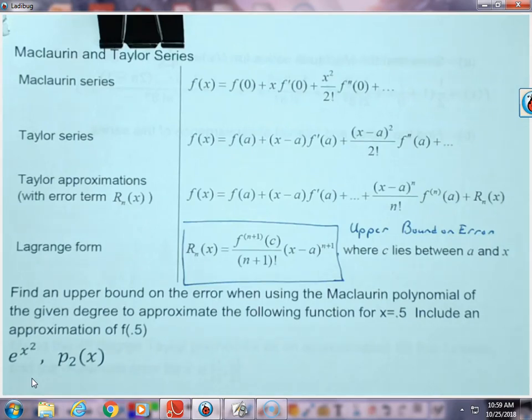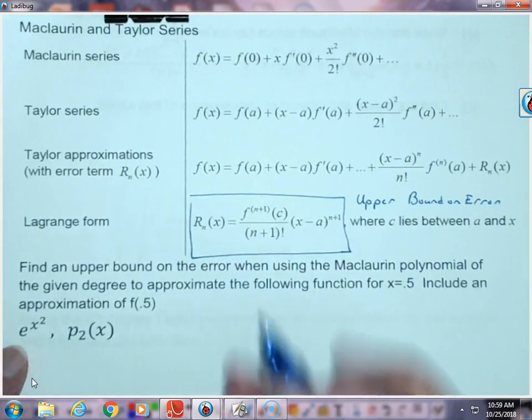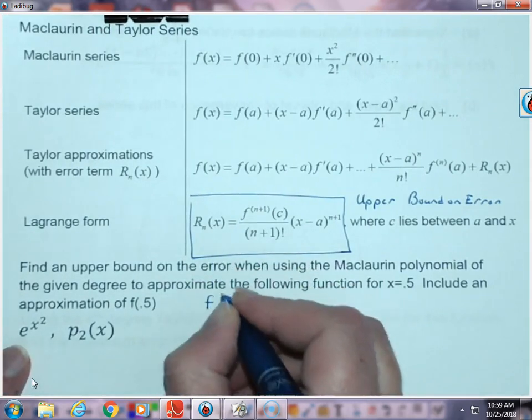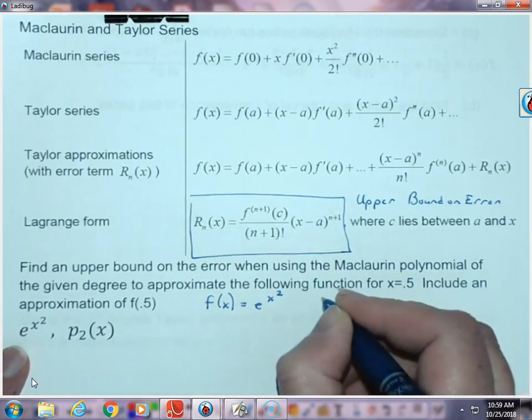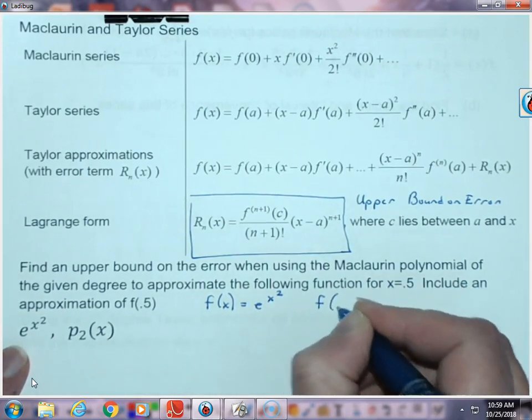Okay. So this first one says, find an upper bound on the error when using the Maclaurin polynomial of the given degree to approximate the following function for x equals 0.5. Include an approximation of f of 0.5. Okay. And so the function that they're giving me is e to the x squared. So I'm just going to write that up here for a second. And our calculator can find that for us.